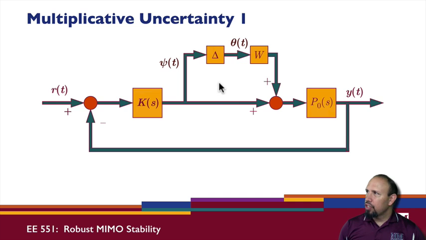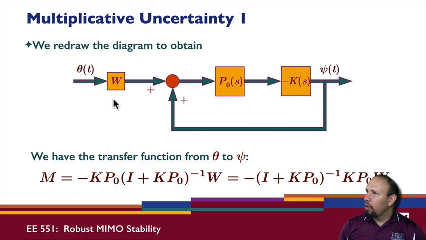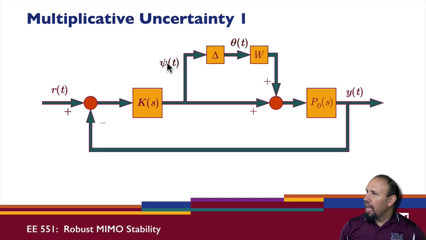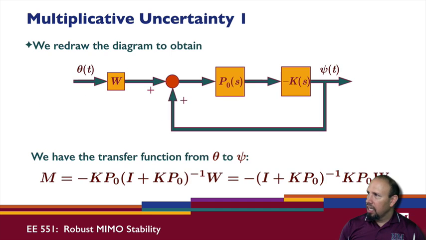For the multiplicative uncertainty, this is one of the forms that we have for multiplicative uncertainty. And so again, we want to redraw this diagram. And so notice that we've wrapped our control loop around this. So we have our controller here. We can redraw our diagram. So notice here I have psi, here I have theta. I'm going to redraw this so that this is my input, this is my output. I'm going to ignore y, I'm going to ignore r, and so this is the diagram that I get.